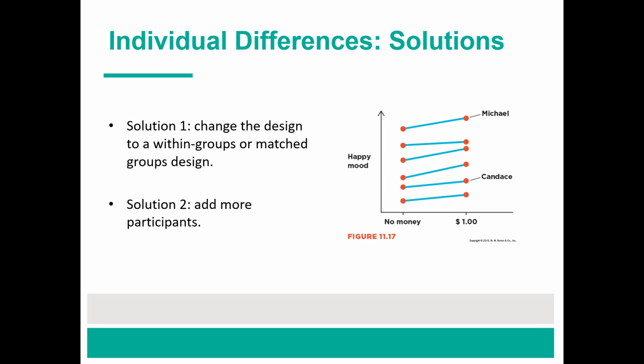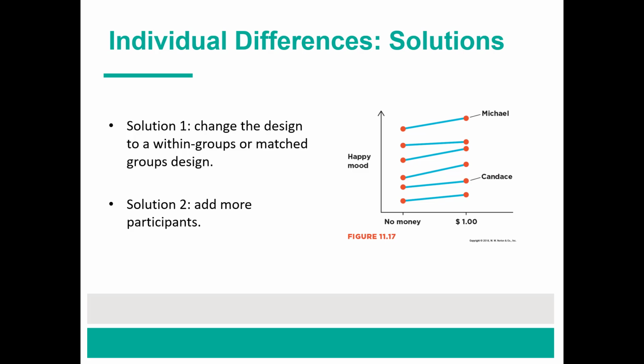There are two solutions for reducing the effects of individual differences. First, change the design. Use a within-groups design instead of an independent groups design. See the graph on the right. When you do this, each person receives both levels of the independent variable and individual differences are controlled for. It's easier to see the effects of the IV when individual differences aren't obscuring between group differences.